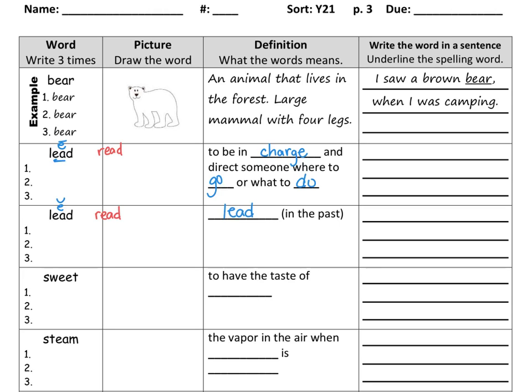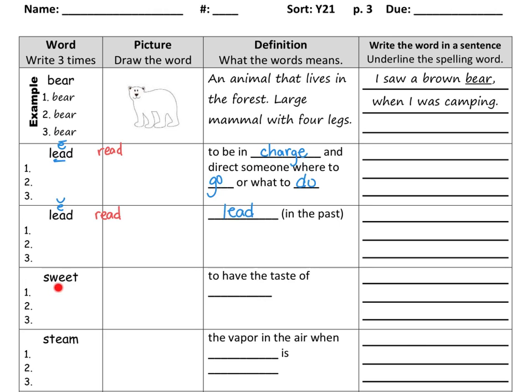Okay. Then we can write a sentence about led. Yesterday, I led the line to music class. See how the sentence is a little bit different? With led, I'm talking about yesterday, and with lead, I'm talking about today.